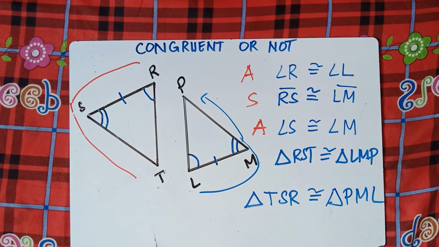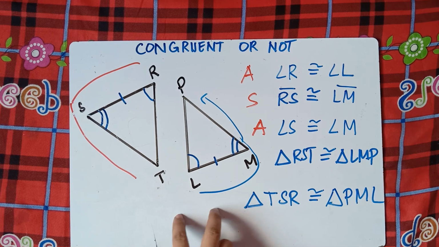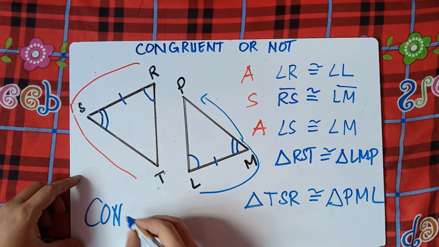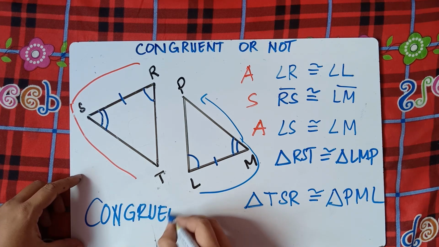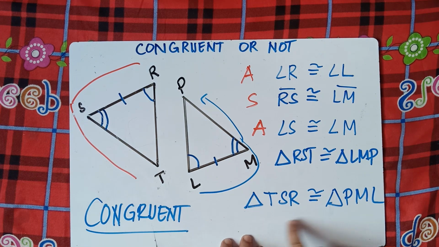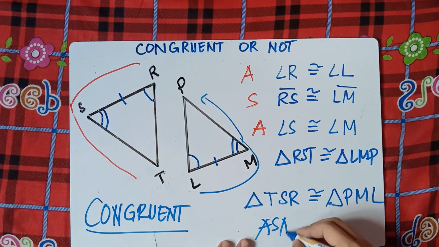Alright, so that's it, class. That's how you read it with regards to the two triangles. It should be symmetrical. So is it congruent or not? Yes, it is congruent according to the ASA postulate. So triangle TSR is congruent to triangle PML. Your reason is ASA postulate.